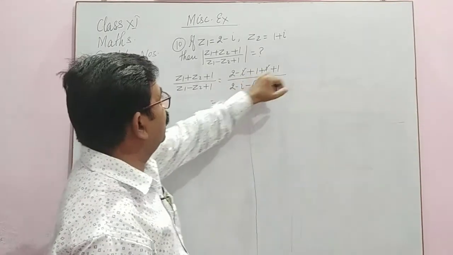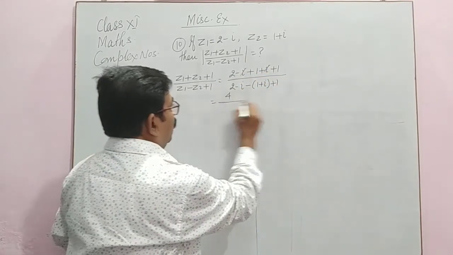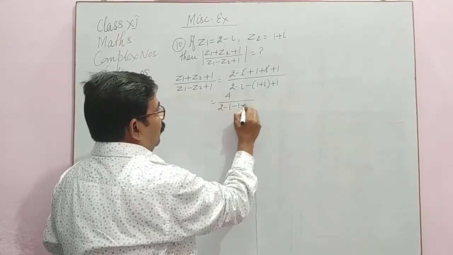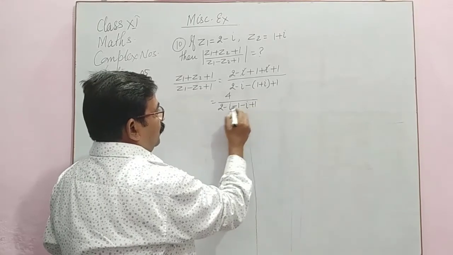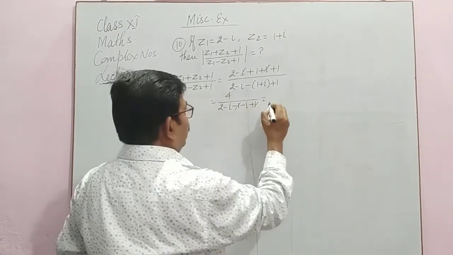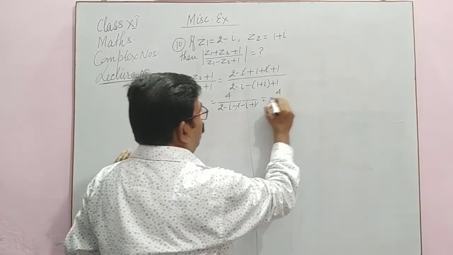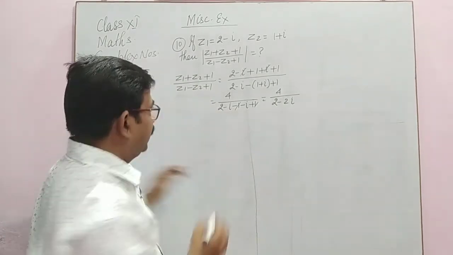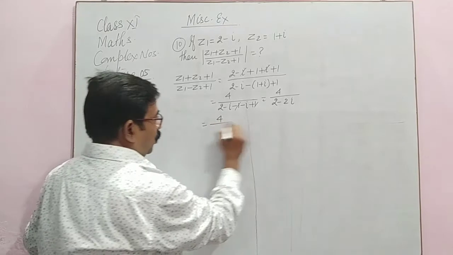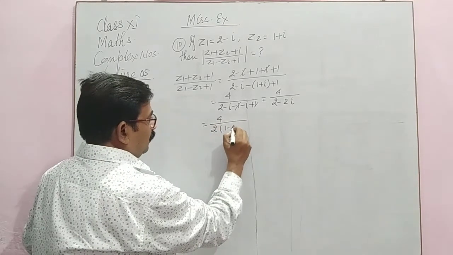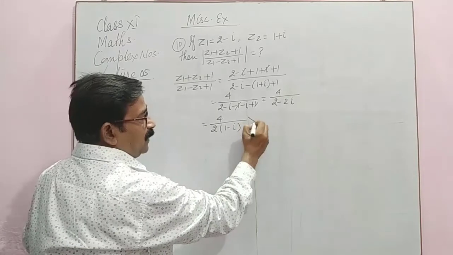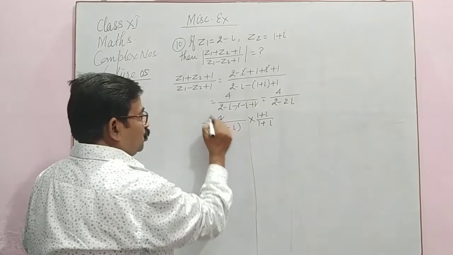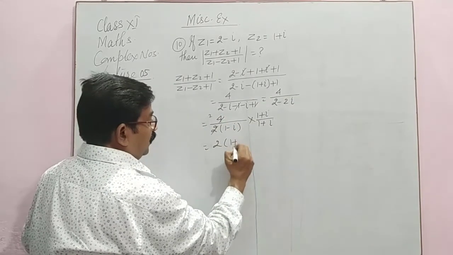So we have plus i minus i will go. We have 2 plus 1 plus 1, 4, upon here 2 minus i minus 1 minus i plus 1. This minus 1 plus 1 will go. So what we have? 4 upon 2 minus 2i. We have 4 upon, 2 is common, 1 minus i. And multiplied by the conjugate, 1 plus i divided by 1 plus i. 2 2s are 4, so we have 2 times (1 plus i) here.